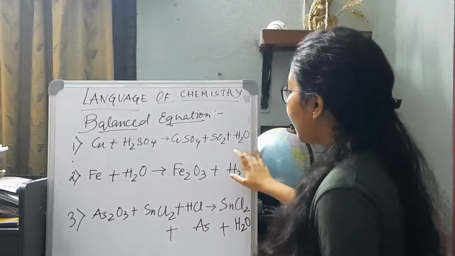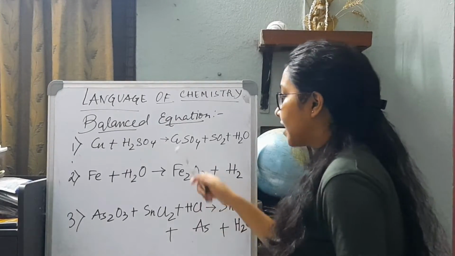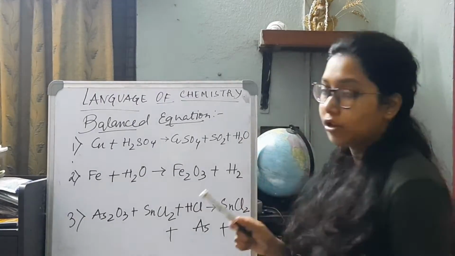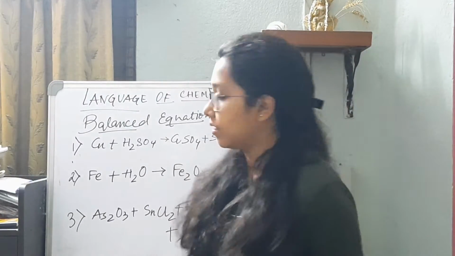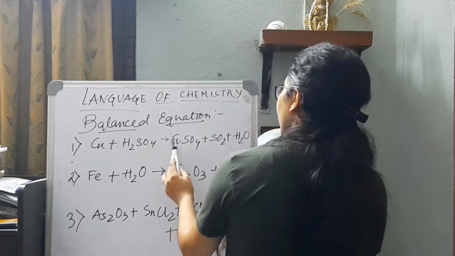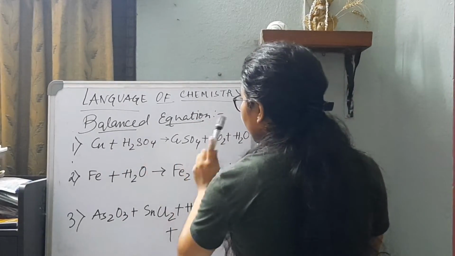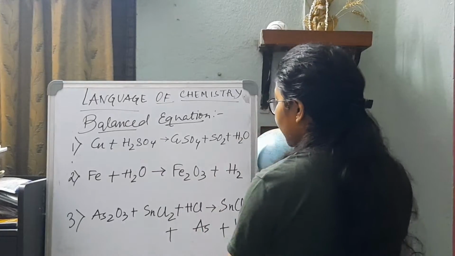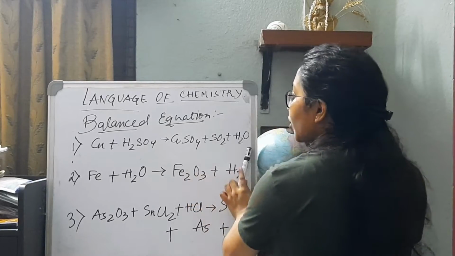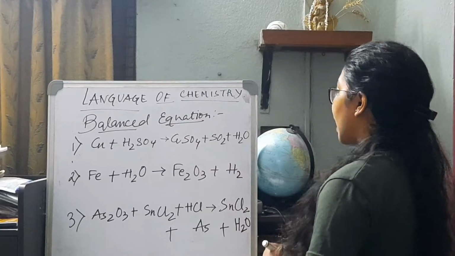As you can see, I have written down 3 such questions for balancing. So let's start with the first one. First of all, we will check which atom is not balanced. So let us compare the reactant side and the product side. If we go for copper, it is balanced. Then if we go for hydrogen, this is also balanced. We go for sulfur and oxygen, we see that neither sulfur nor oxygen is balanced. So we have to ensure that we balance sulfur and oxygen.